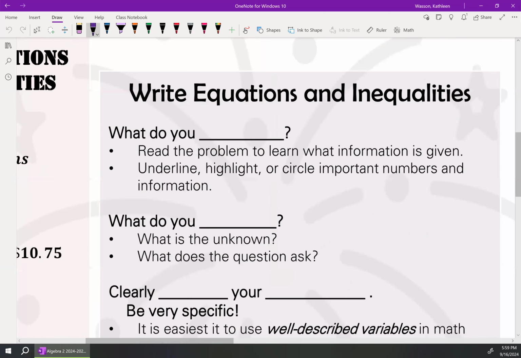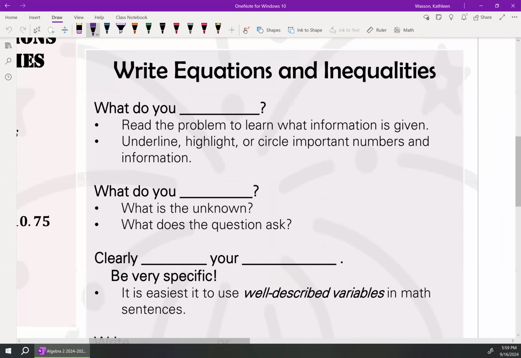So in general, when you're writing equations and inequalities, I would say read the problem to find what information is given. We need to know what you know. What do you know? The more you know. You can underline, highlight, circle important numbers and information. Also, what don't you know? What is the question asking? What do you need?